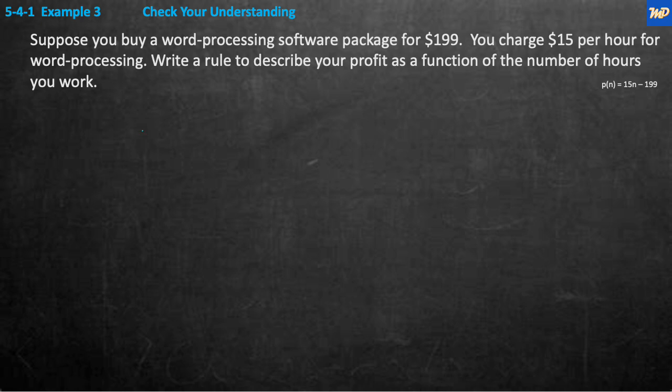We're going to say P of n, profit based on the number of hours n, the independent variable, is $15 times the number of hours n, but you have to subtract that initial cost, and the initial cost was $199. This is our function rule right here. P of n is 15n minus 199.